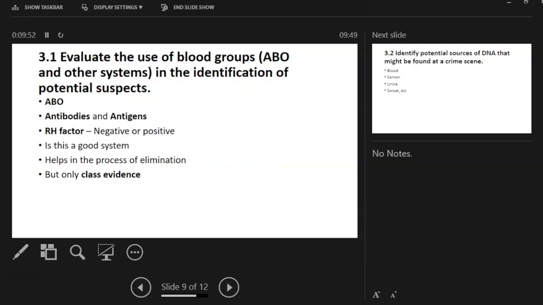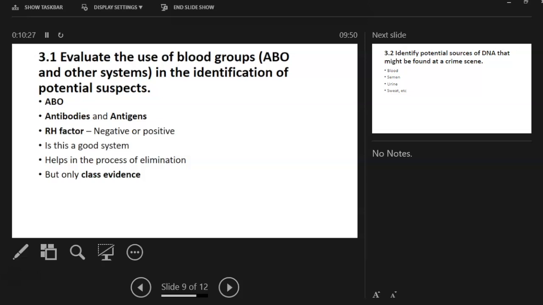And then blood groups. So evaluate the use of blood groups in the identification of potential suspects. Again, I'll be explaining what they are and why or why not the system is good at identifying people. So you've got the ABO system, antibodies, antigens, RH factor, is it negative or positive? Is this a good system?